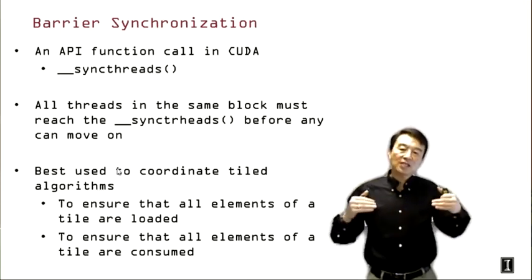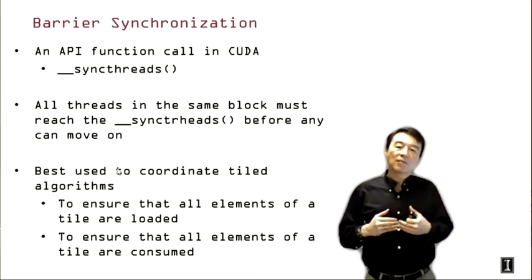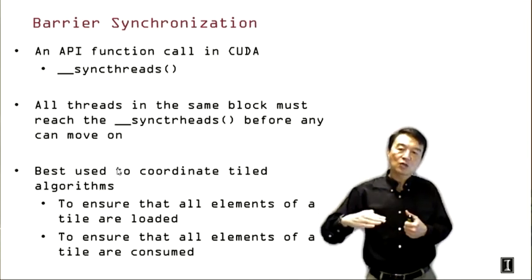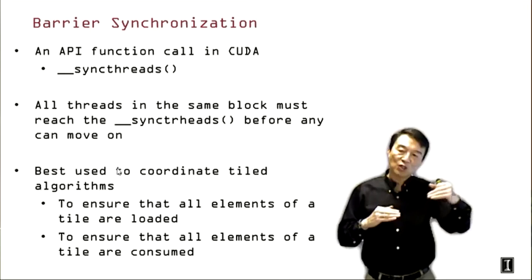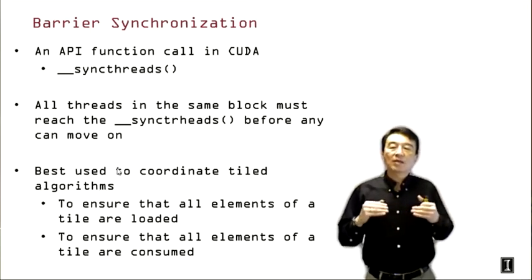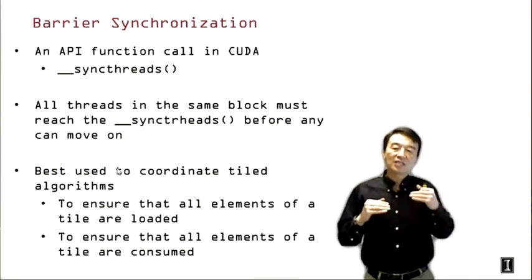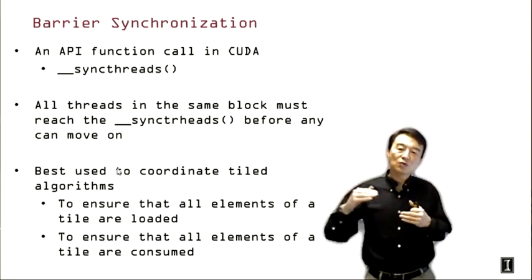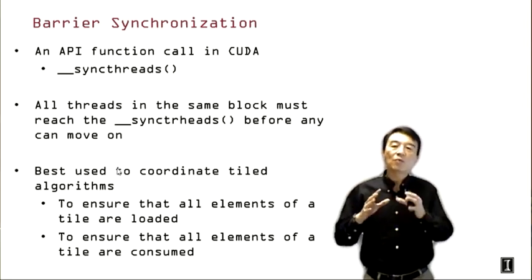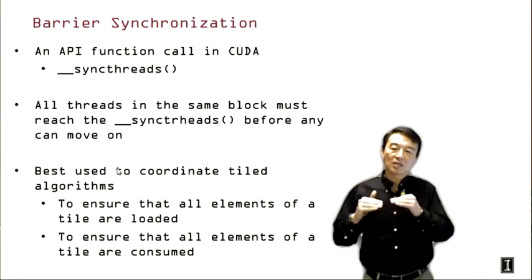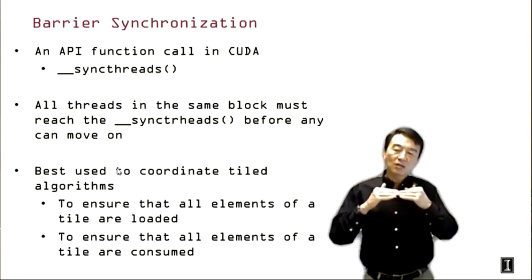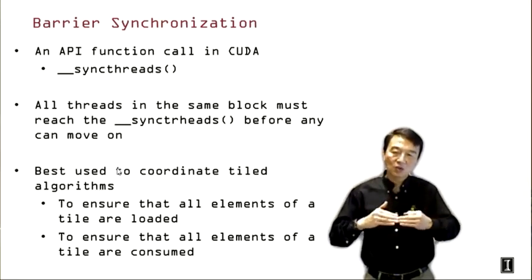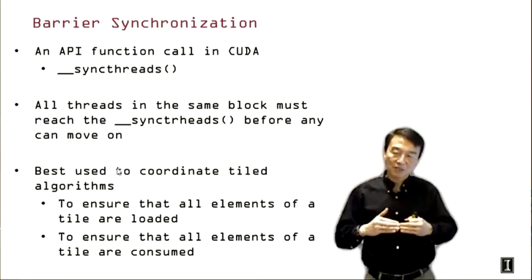When the threads execute this instruction, the semantics is such that any thread that executes this instruction will begin to wait for everyone else to also reach that point. So if any thread has not reached that point, then all the threads who have already reached that point will be waiting until the last thread reaches that point. And then all the threads will be allowed to continue their execution to the next phase.